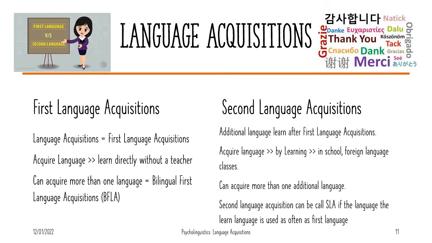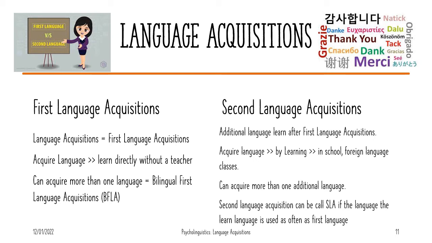Language acquisition, or it can be referred to as first language acquisition, is learned by acquiring language. It is learned directly without a teacher. Someone can acquire more than one language, which is called bilingual first language acquisition.